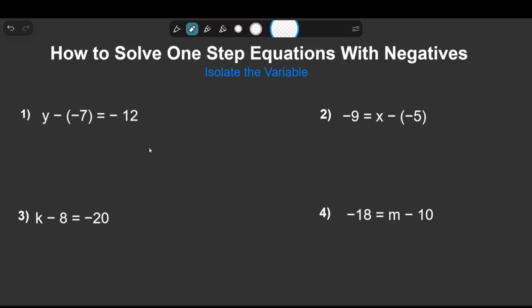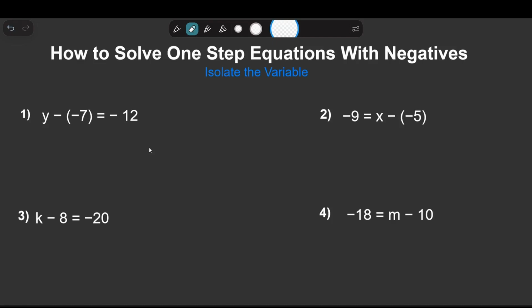In this video I'm going to cover how to solve one-step subtraction equations with negatives. We're going to solve these with negatives. We already did them without negatives. It's basically the same thing, but it can be a bit more confusing because we can go into the negatives or into the positives.